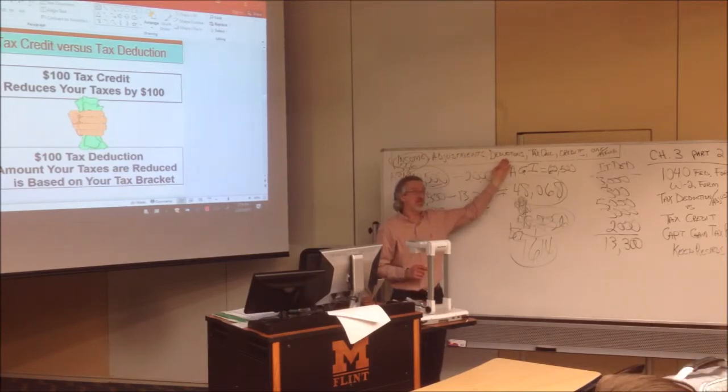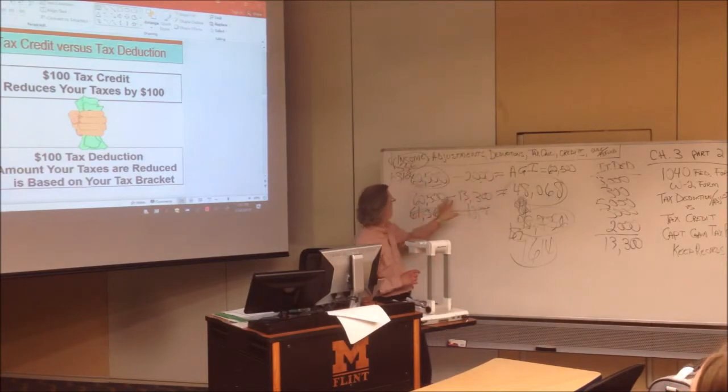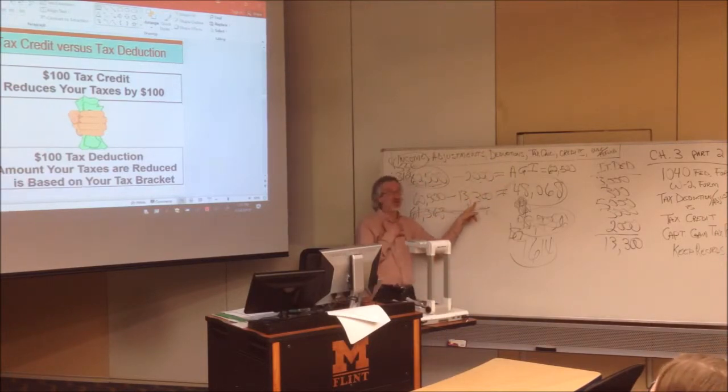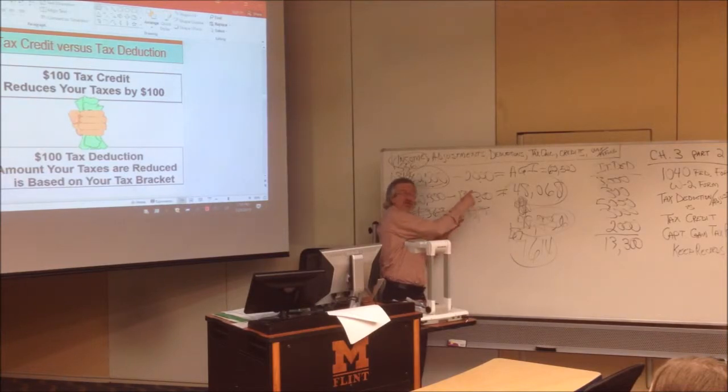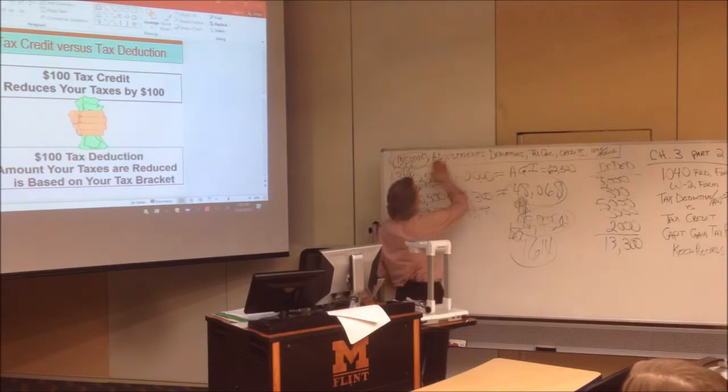So what's happening is, how much was this deduction? $13,300. You didn't get $13,300 off your taxes. Whatever tax bracket you're in, your income got lowered by $13,300, so you didn't have to pay taxes on that money. So if you're in the 22% tax bracket, the amount you save by having this deduction is 22% of that. Tax credit. Look at this process.